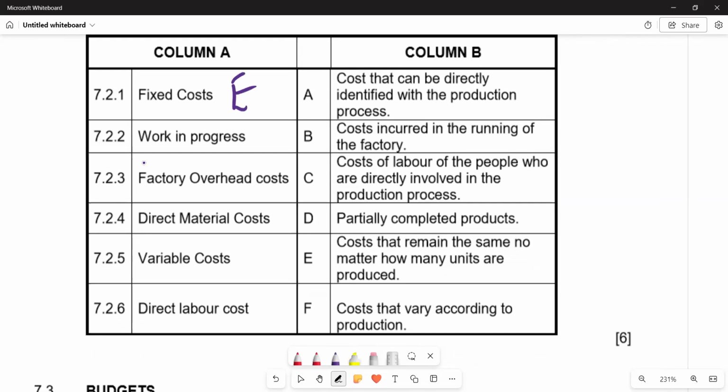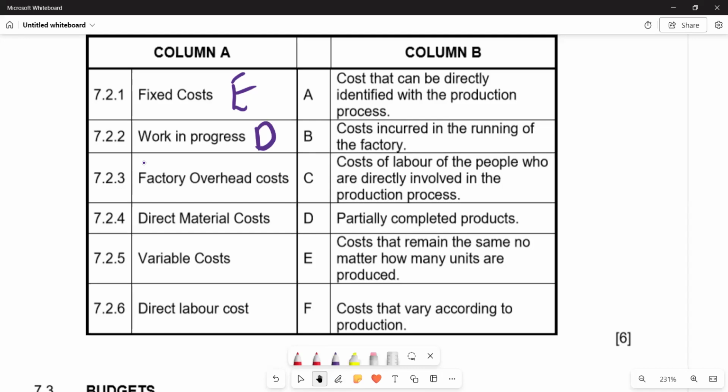Then we've got work in progress. So we know that work in progress explains those units that are still in the process of being produced. They are not yet complete, so they become work in progress. So the answer, according to the responses that we are given, if you go to D, is a partially completed product. So it becomes the correct response.